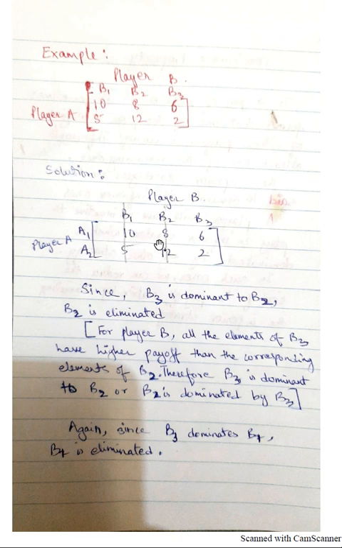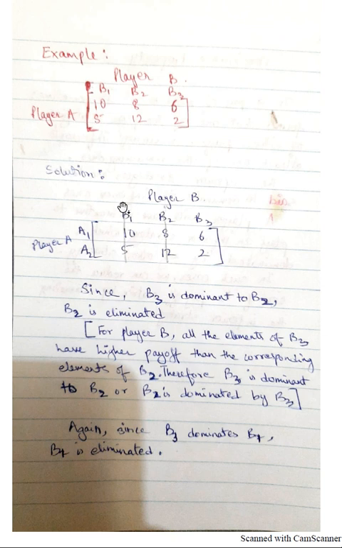Its negative will be bigger than the negative of this. So this has a higher payoff than this, and this has a higher payoff than this, since 2 is again smaller than 5. Again you see that B3 dominates B1. Again, since B3 dominates B1, B1 is also eliminated. So we again strike it off with a pencil, showing that it is dominated.